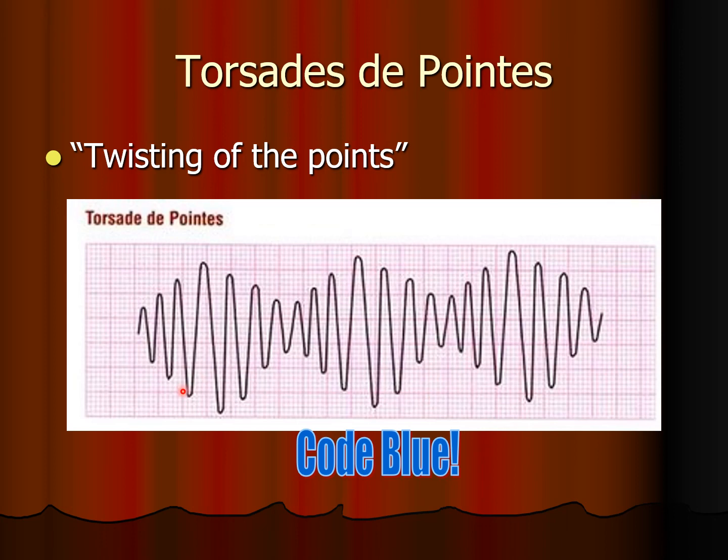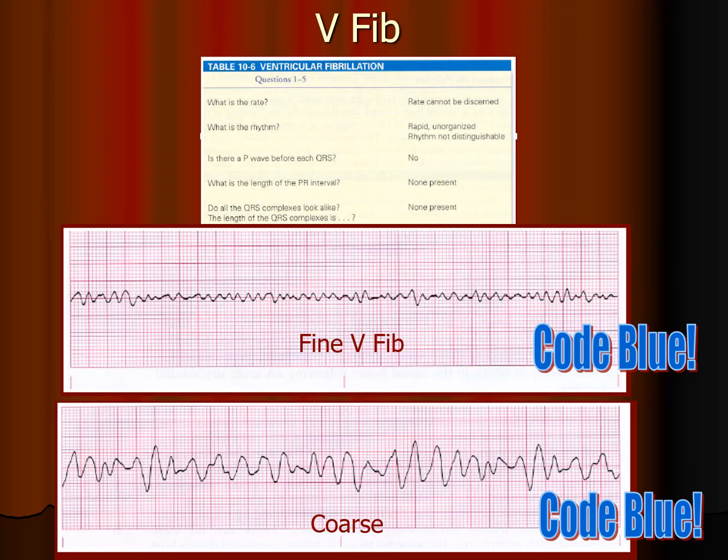But remember, the distance, the R to R, stays the same. And you definitely have a waveform. Okay, and it looks like a pattern. Code blue. All right, V-fib.